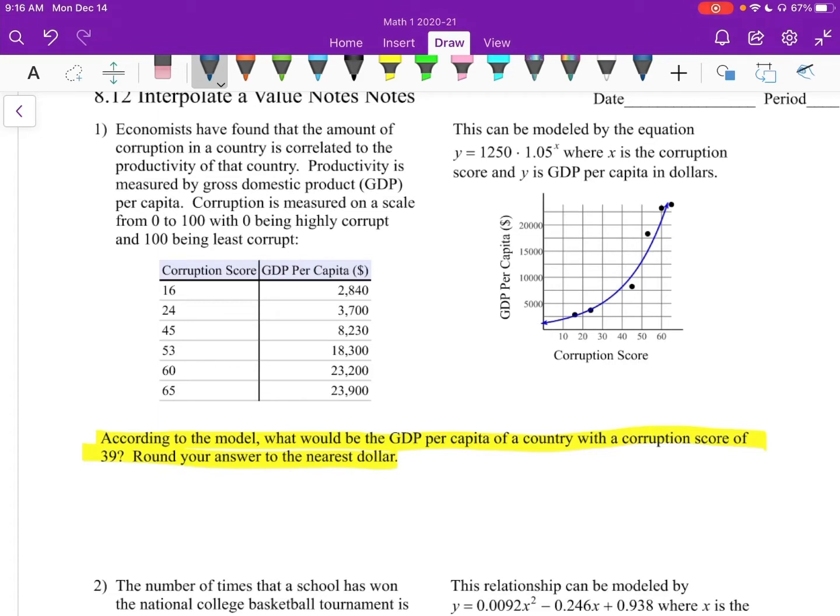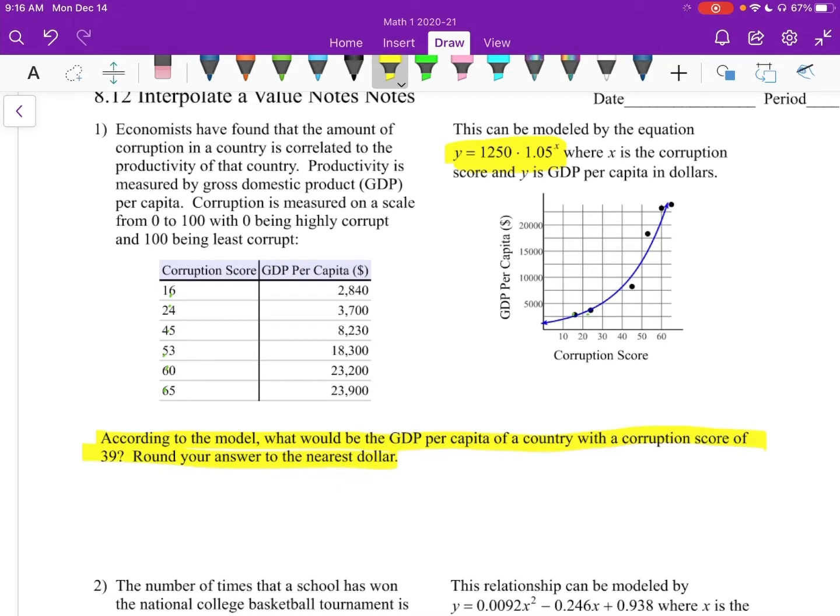So we look over at our second paragraph. This can be modeled by the equation y equals 1250 times 1.05 to the x, where x is the corruption score and y is the GDP per capita in dollars. We can see that this is a little bit of a curve there. We have our six data points listed, and they found a best fit curve. This is an exponential curve, and it has a positive correlation. What we really care about is the equation that they found here. There's all kinds of data, but what's going to stick out to us is that.